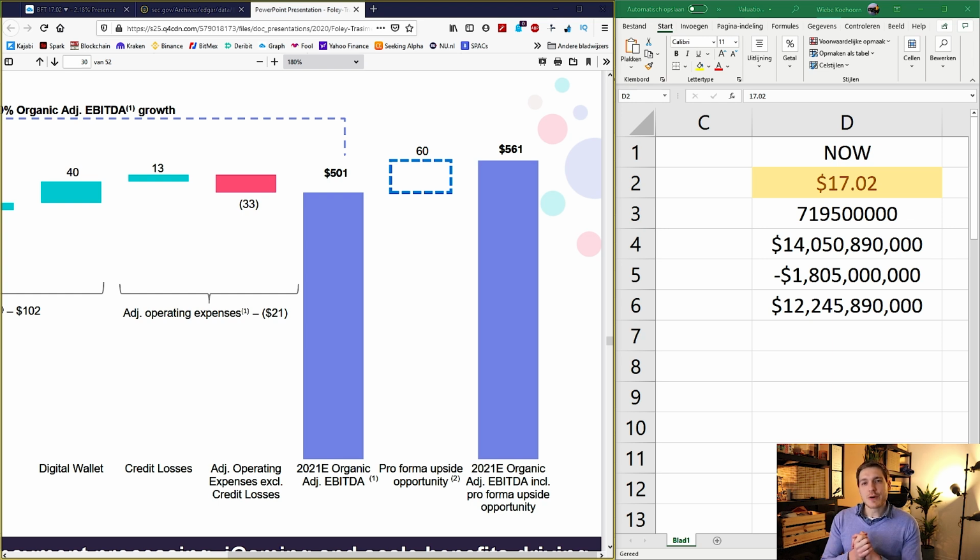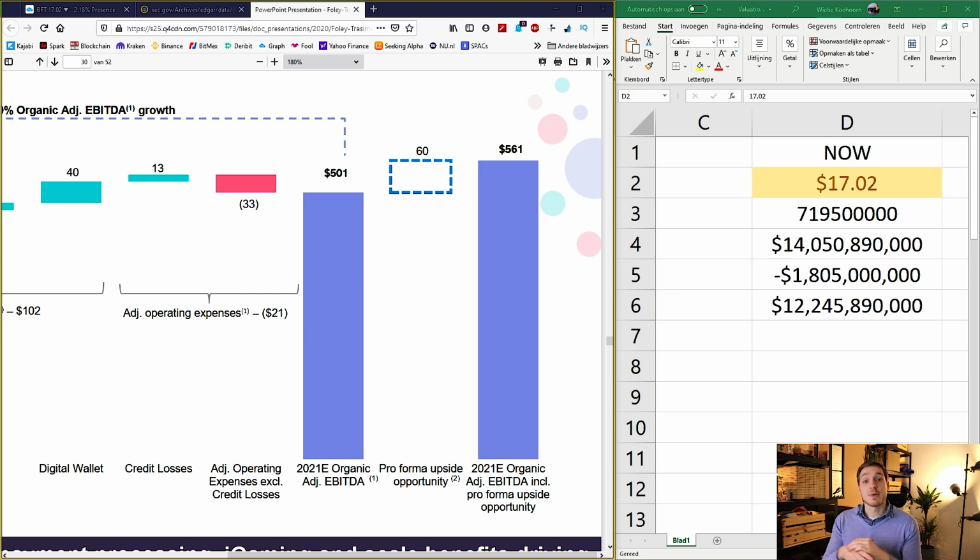So step number 4 is going to be to determine the fair enterprise value. This is very comparable to the first method where we also did this, but then we did it for the future. We're now going to look at the present fair enterprise value. We're going to need 2 numbers for this, just like method 1. We're going to need either a revenue number or an EBITDA number.